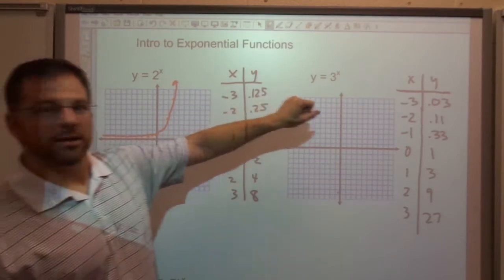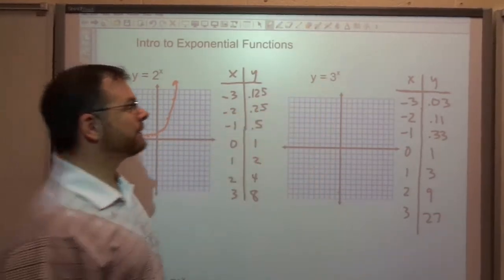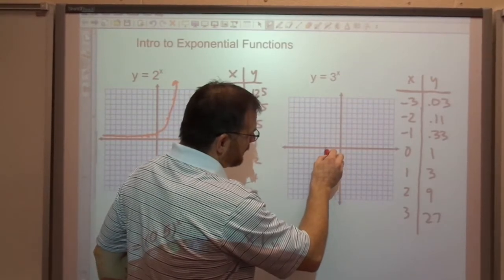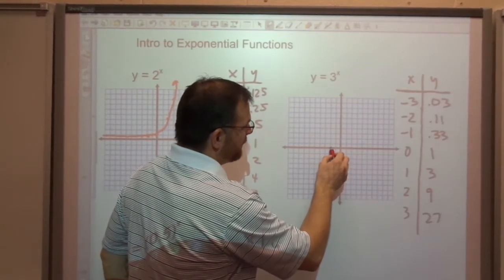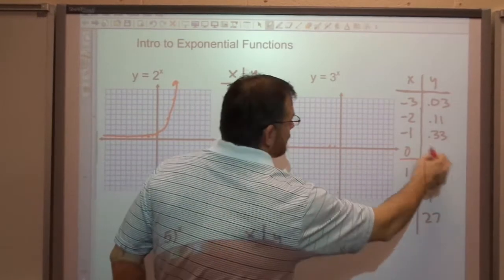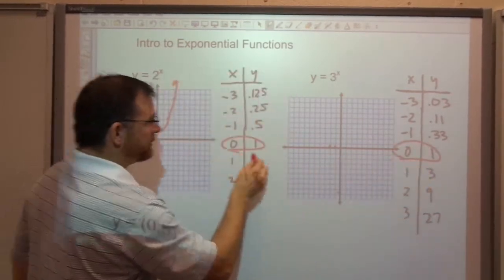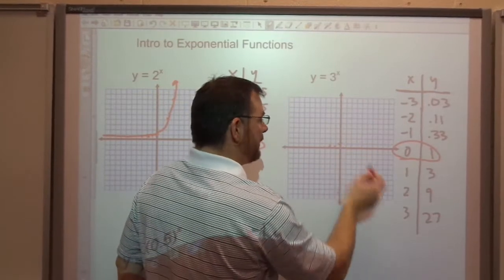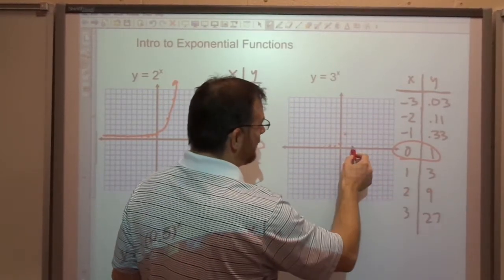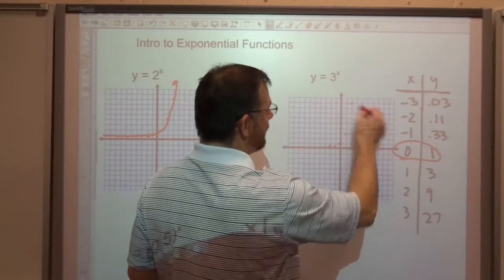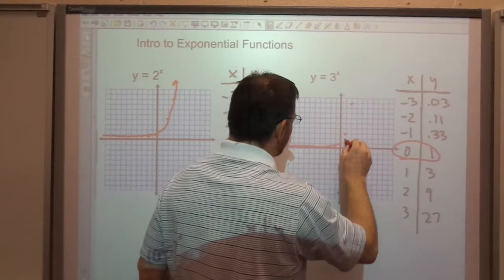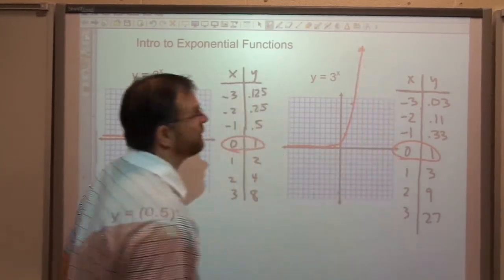Now if we make it just a little bit bigger, 3 to the x, the same thing is happening down here: it's very, very close to 0. 0 is 1, and you notice that happened here. 0 is 1, 1 is 3, 2 is 9, and then 3 is 27. That's off the graph. It's kicking up and going off the graph, way up there.